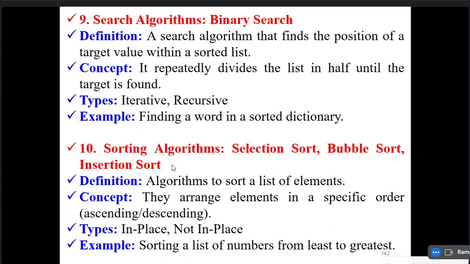Then sorting algorithms, like arranging elements in ascending or descending order. There are three types of algorithms I have listed here to sort a list of elements. The concept is that these sorting algorithms arrange elements in a specific order, ascending or descending. Types include in place and not in place. Sorting a list of numbers from least to greatest is called sorting.